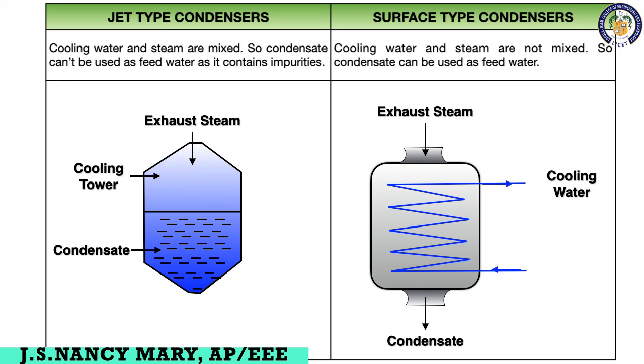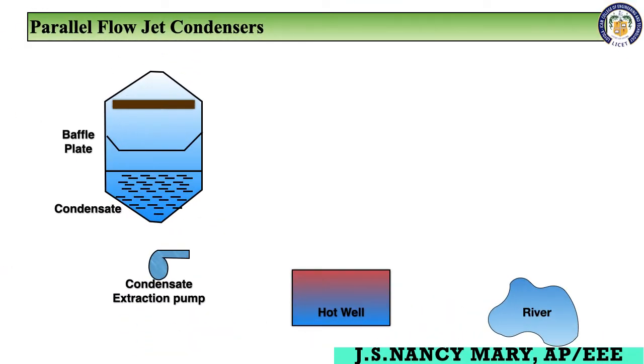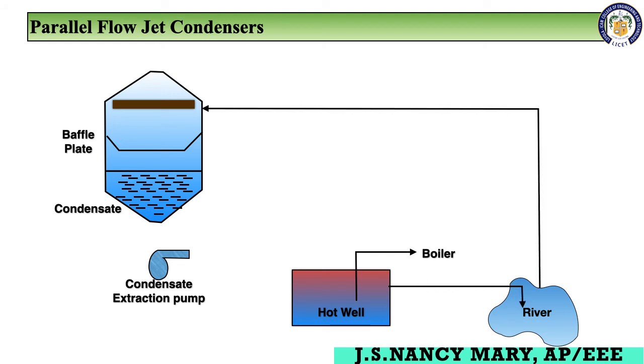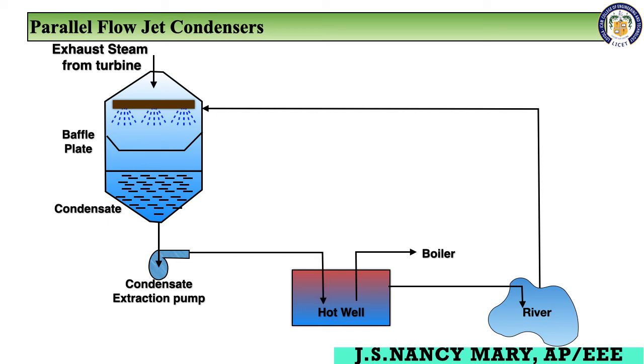So in the classification of jet, we have parallel flow, counter flow, and high level. Classification in surface: you have downflow, central flow, and evaporator. So parallel flow, this is the arrangement. From the river, water is given to the condenser. So the exhaust steam is given, and from the top the water is poured like this. Then it is condensed and given to the hot well to collect the liquid.